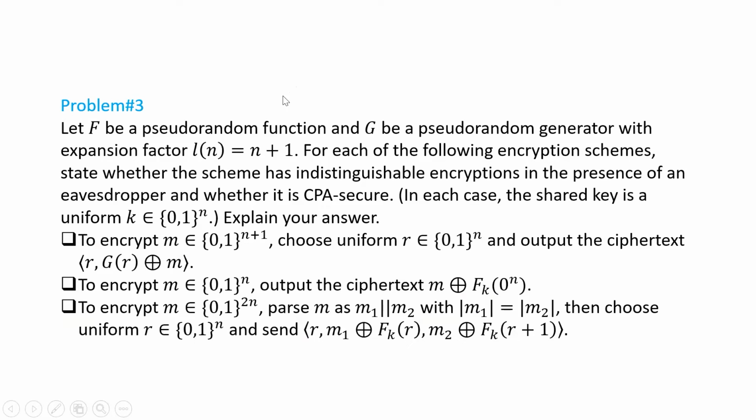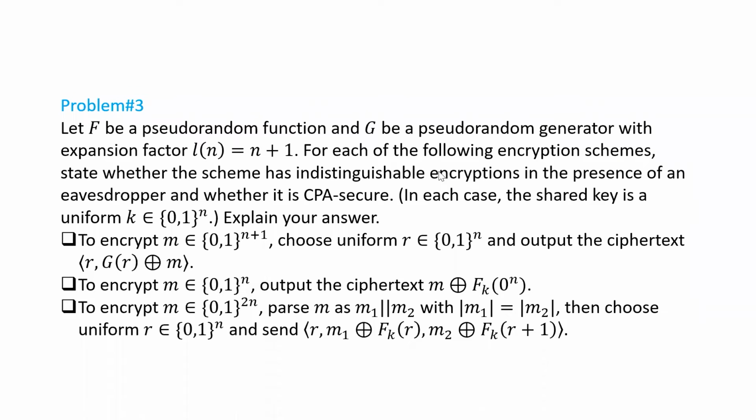Now, here is another question. Let f be a pseudorandom function and G be a pseudorandom generator with expansion factor L of n equal to n plus 1. So for n bits of input, the PRG outputs n plus 1 bits of output. And for each of the following encryption schemes, state whether the scheme has indistinguishable encryption in presence of an eavesdropper and whether it is CPA secure. So there are two questions asked. One is whether the proposed scheme is EAV secure, or secure in presence of an eavesdropper, and whether it is CPA secure or not.